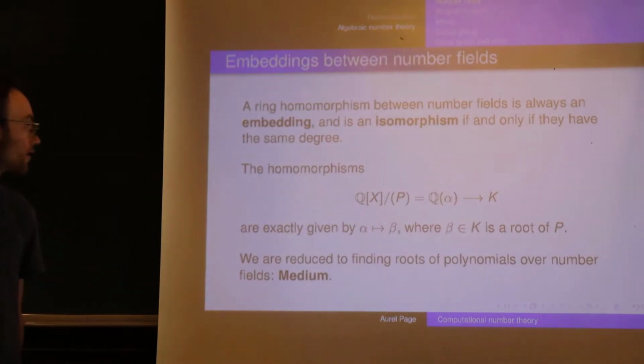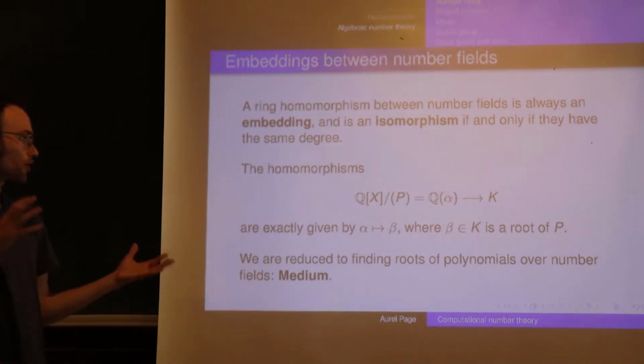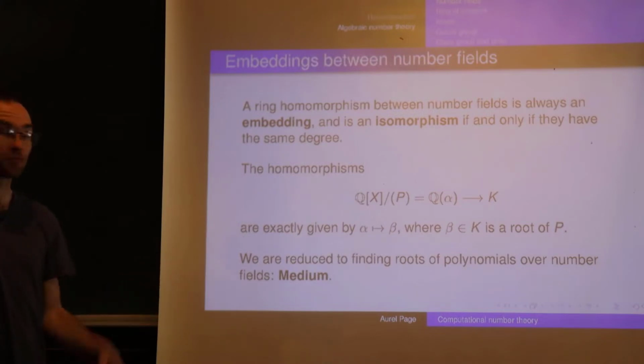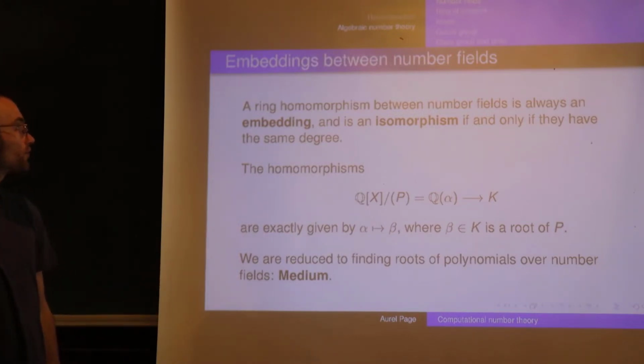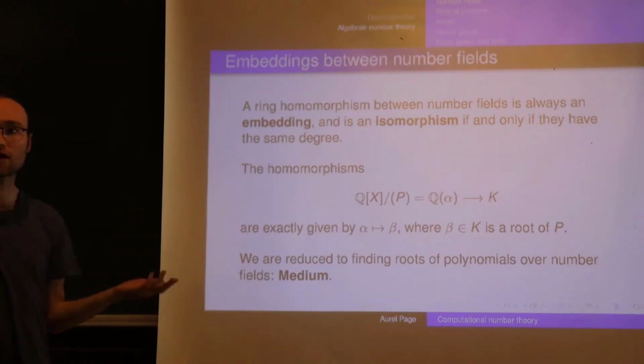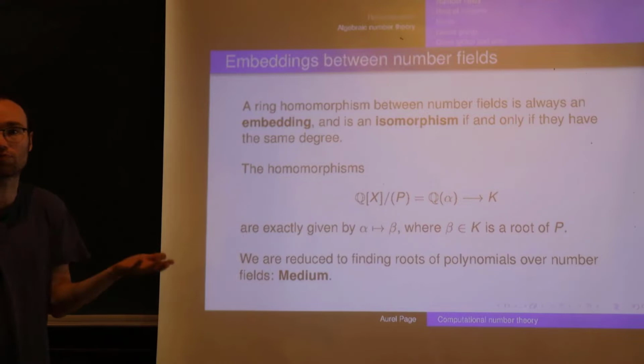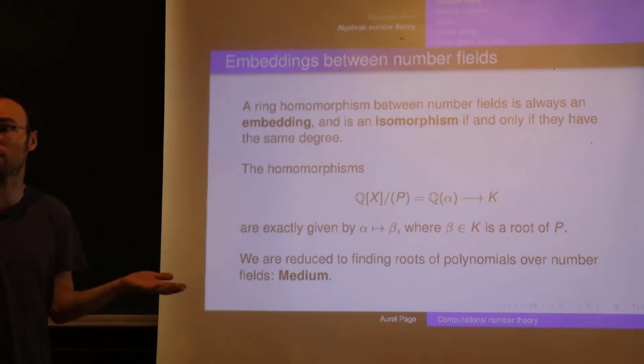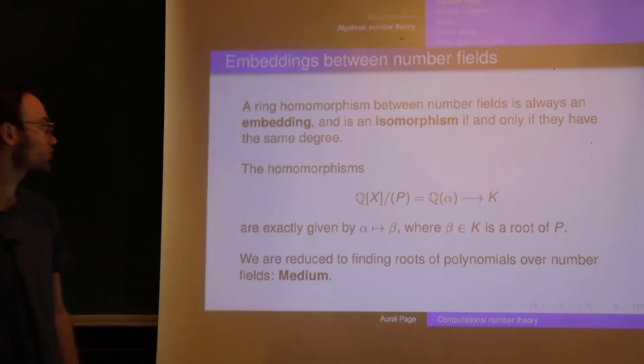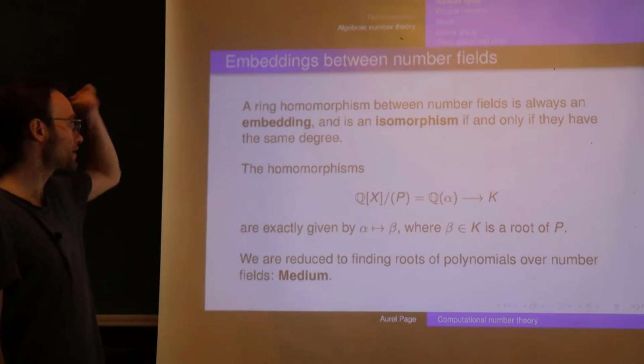Okay, so first I want to describe comparisons of number fields that you can do. So the first problem you would like to ask is, if you have two number fields, can you test whether they are isomorphic, or maybe even more precisely, if one embeds in the other? And so first I want to recall a few basic properties.